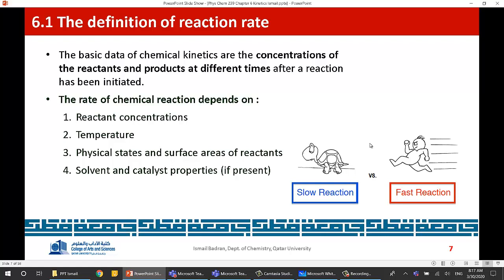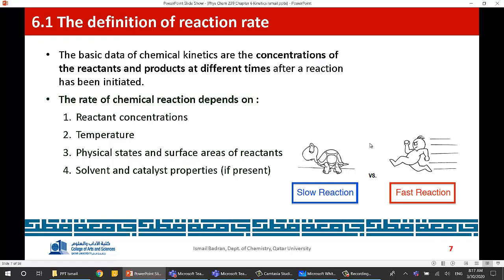This rate of the reaction depends on four things actually. First, it depends on the reactant concentrations, the initial ones, so how much you're putting in. It's also affected by temperature, and usually the higher the temperature, the higher the rate of the reaction. So if you want to speed things up, you always heat them up.